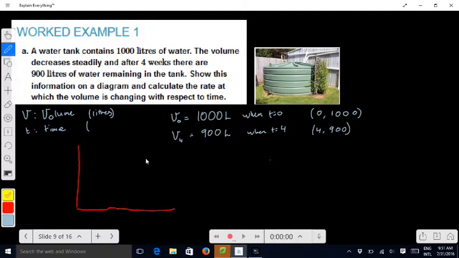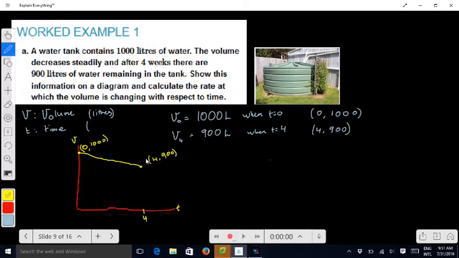So our initial position was at 0, 1,000, and we end up at 4 and 900. So if we connect those two dots, it's decreasing at a steady rate over that time. This is T, this is volume. So the rate of change of the volume is going to be the gradient of the graph.